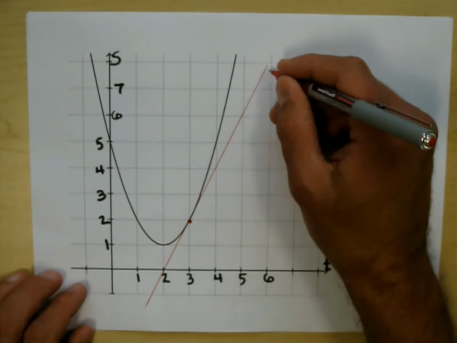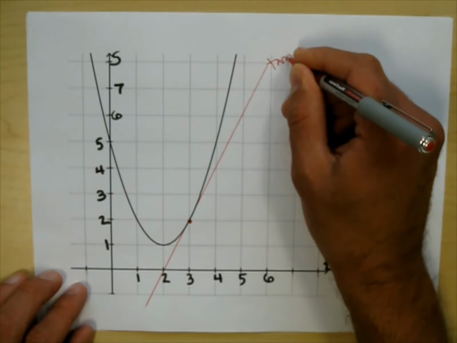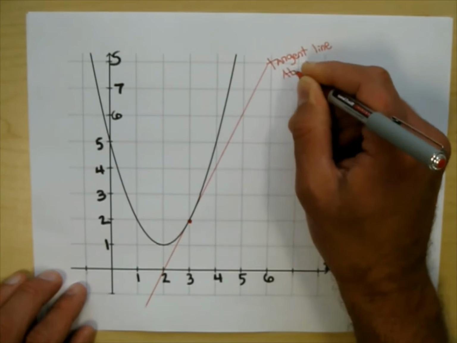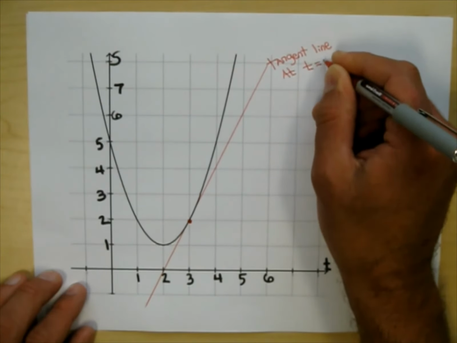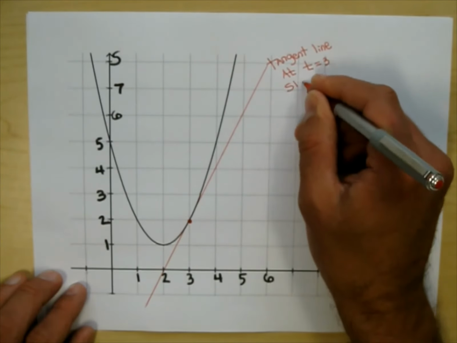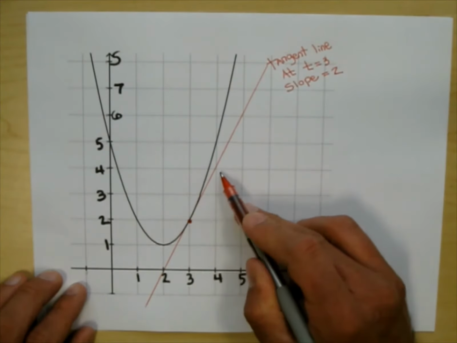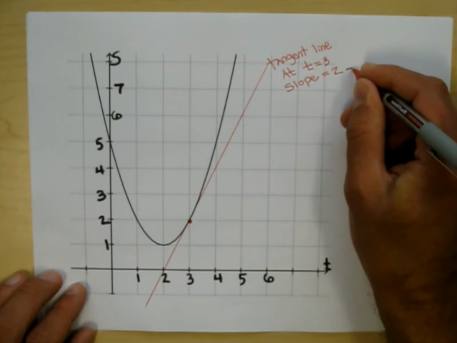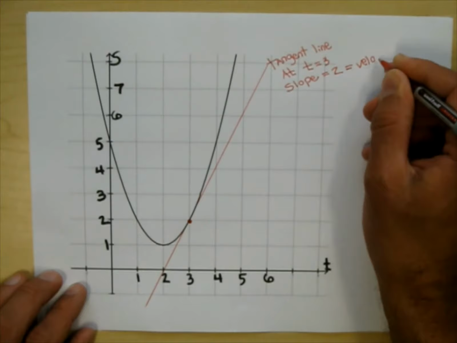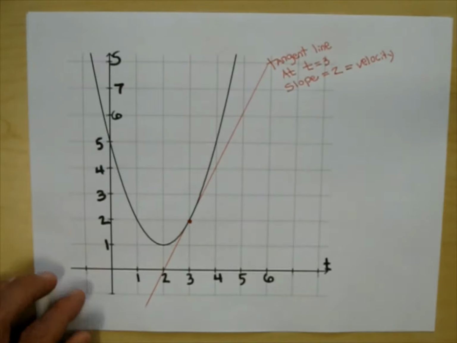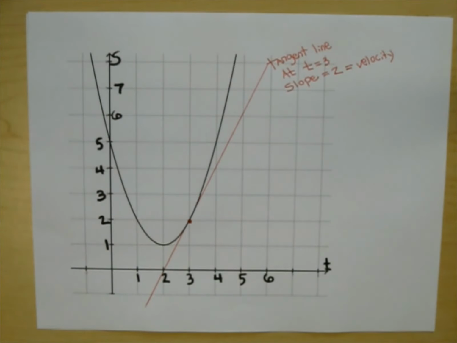And so this line is a tangent line at t equals 3. The slope is 2. You can check that out. Rise over run is 2, which also represents the velocity. And when we say velocity without anything in front of it, it means instantaneous velocity. Okay, so that is the kind of thing that you do in Bug 4.